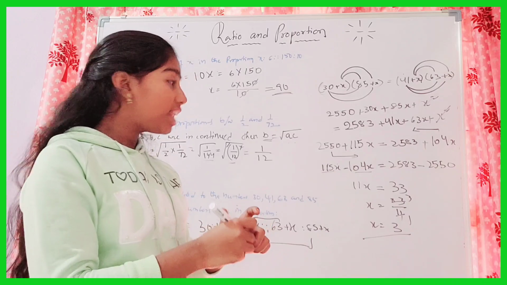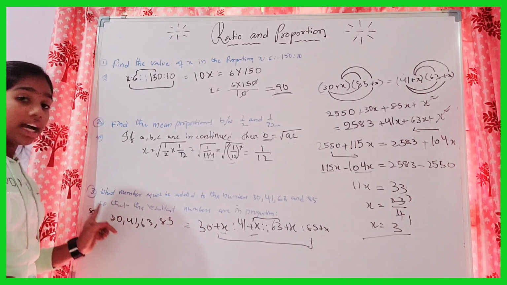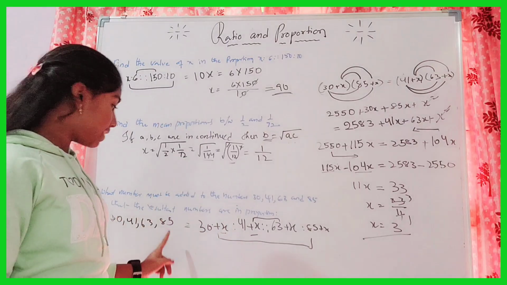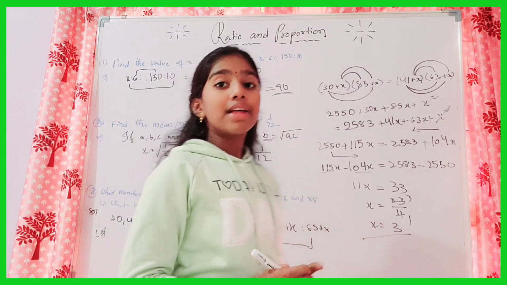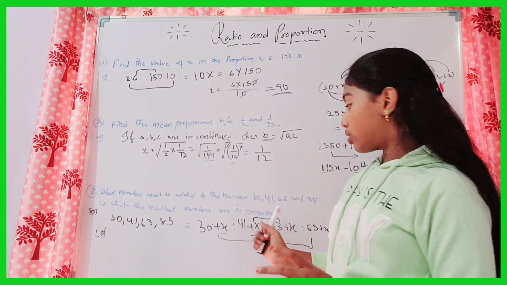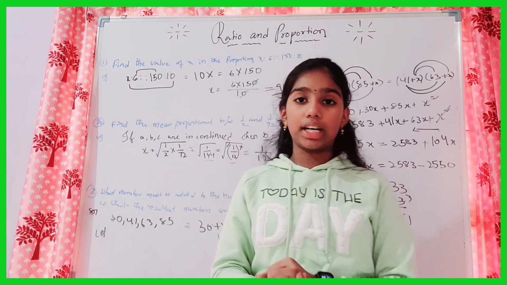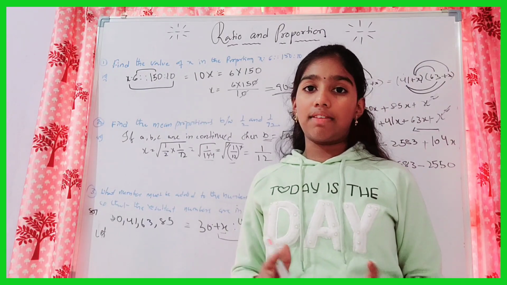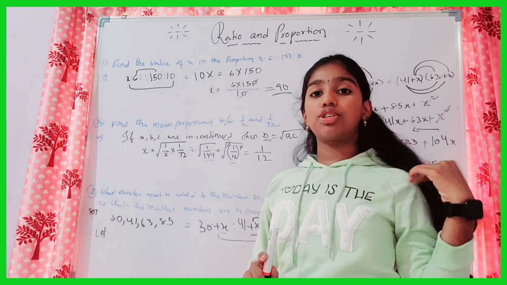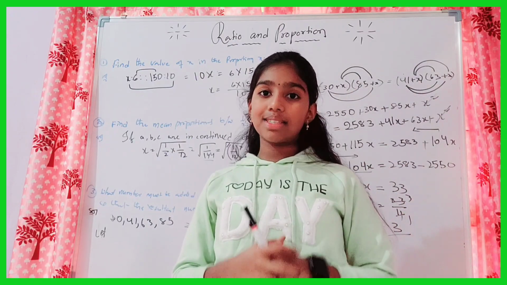So easy. If you add 3 to every number: 30 plus 3 is 33, 41 plus 3 is 44, 63 plus 3 is 66, and 85 plus 3 is 88. If you keep them in a proportion, then the products will be equal. So this is how we use the formula that the product of extremes is equal to the product of means, and b is equal to the square root of ac.